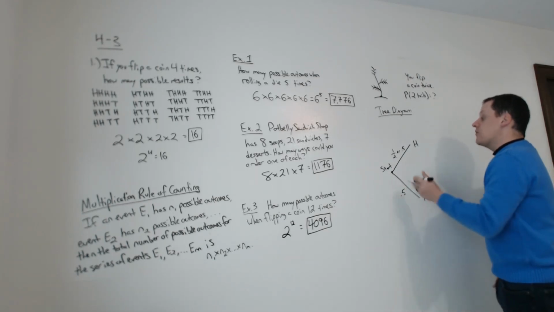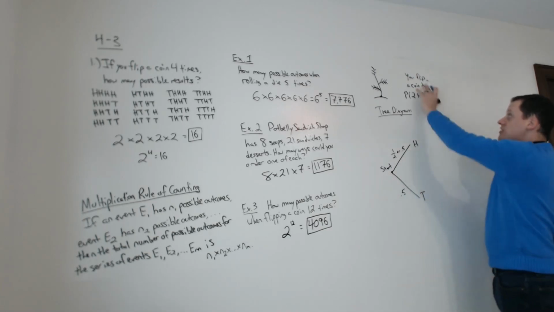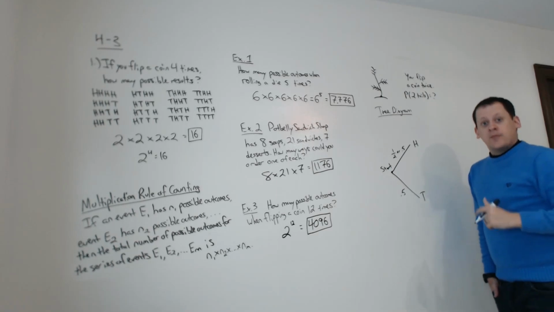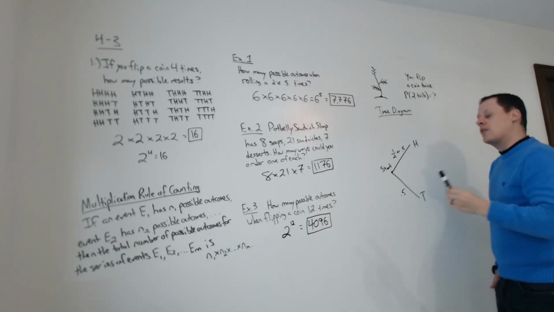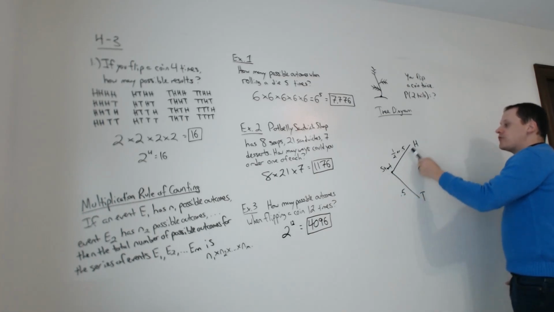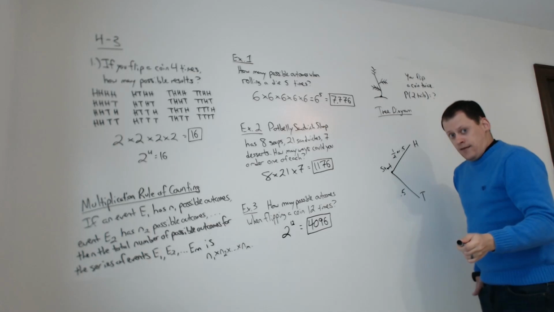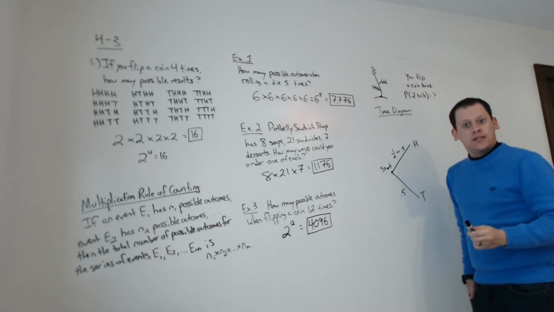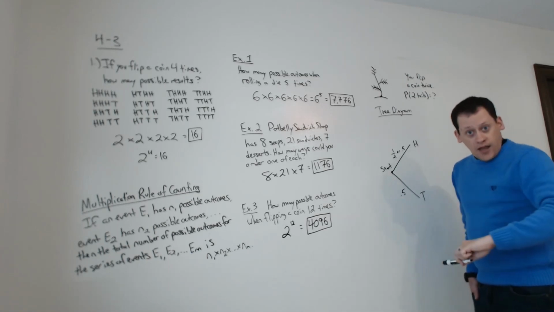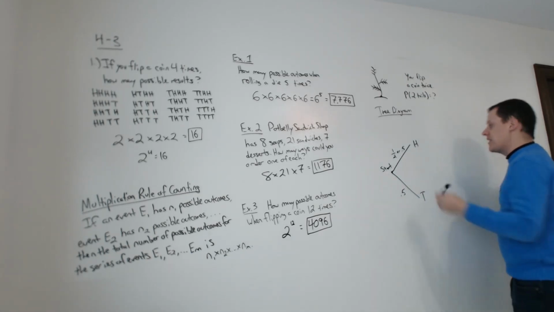Okay, so this tree diagram right now represents the first time you flip the coin. Now let's talk about the second time you flip. Okay, let's suppose the first time you flip the coin you got heads. Now you're flipping the coin again. What are the possible outcomes for the second time you flip the coin? Heads or tails, right? It doesn't matter that it was heads the first time. It's still just heads or tails.